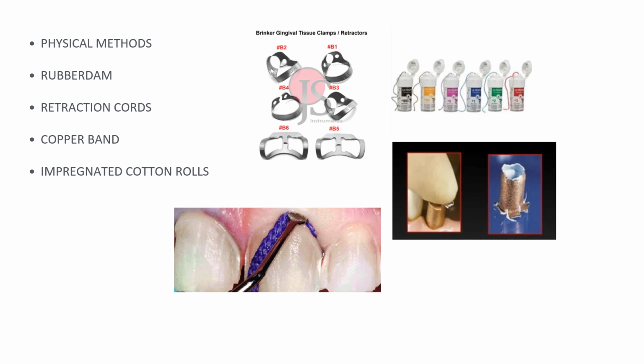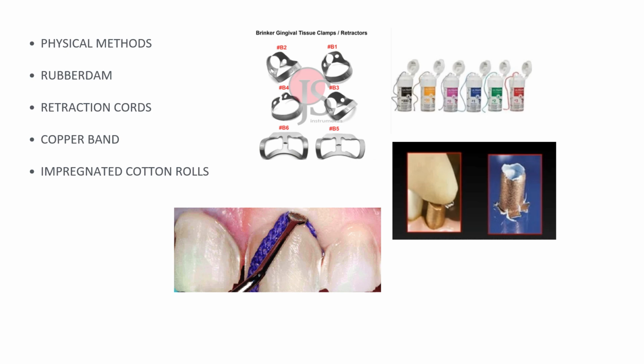Like 000, 00, 0, 1, 2, 3, and this will be labeled by a different color, and this color is indicated for usage in particular areas. For example, some will be very thick and some will be very thin. Depending upon the thickness, you will use it in a different area, like anterior, posteriors and all. So retraction cord is one type, and there are different instruments used to pack this retraction cord around the tooth. We can also use copper bands, as shown in the image, and impregnated cotton rolls.